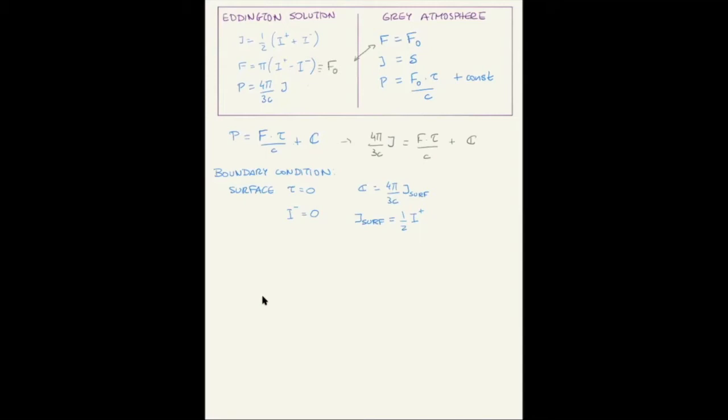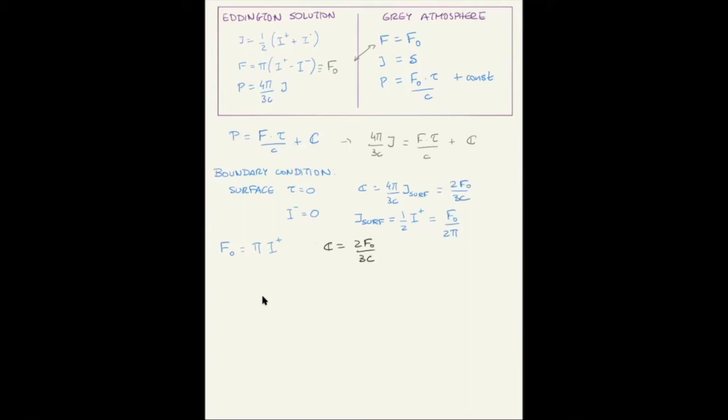You can apply the boundary condition at the surface that I minus is equal to 0. So you can write that this F naught has to be equal to the flux of the surface, that is equal to simply pi times I plus. So the mean intensity at the surface, you can write this in terms of the flux, that's equal to the flux divided by 2 pi. So that gives you what the constant is. The constant is going to be equal to 2 times the flux over 3 times the light speed. So there you go, we found out what the constant is.